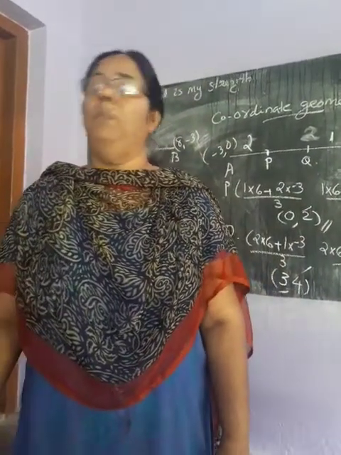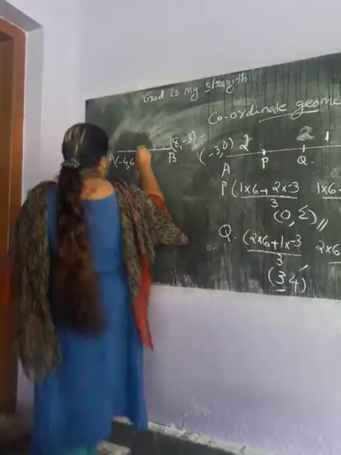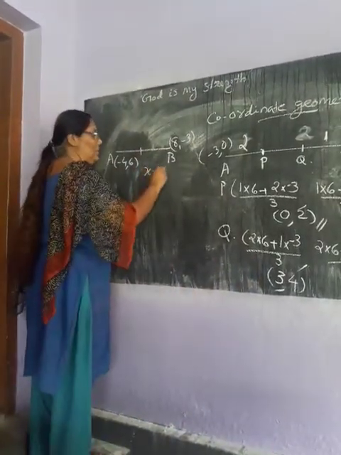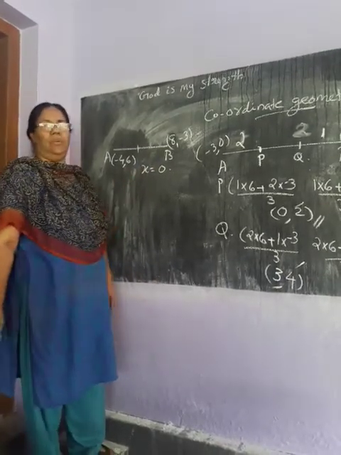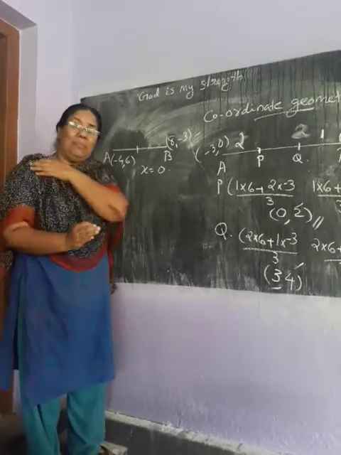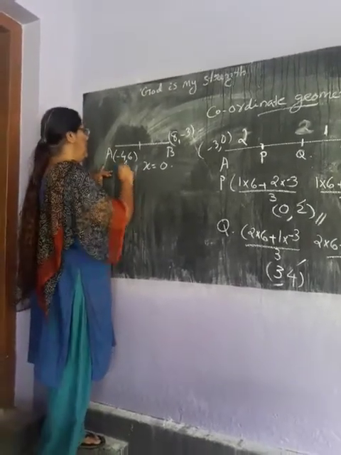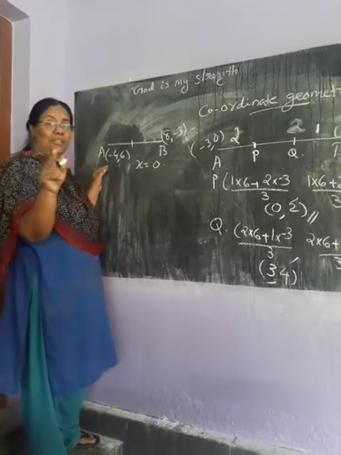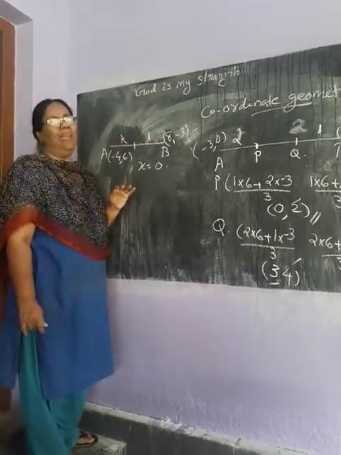Look here. By y-axis, what is the meaning? Y-axis means x is equal to 0. It's a board exam question. X equal to 0. X means (mx2 plus nx1) by (m plus n) equal to 0. And again we know, let the ratio be k is to 1. Always take, let the ratio be k is to 1.